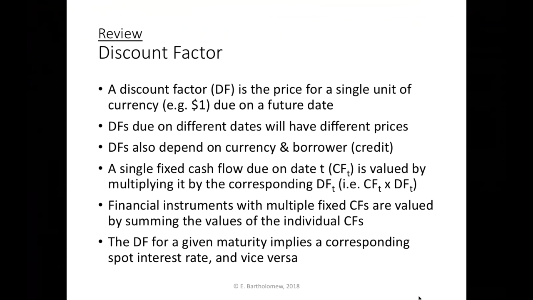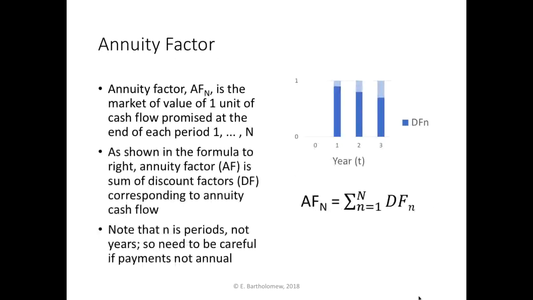And financial instruments with multiple fixed cash flows are valued by summing the values of the individual cash flows. Finally, the discount factor for a given maturity applies a corresponding spot interest rate and vice versa. Now, when working with discount factors, sometimes it's convenient to have another statistic called the annuity factor. So the annuity factor is simply the sum of the discount factors.